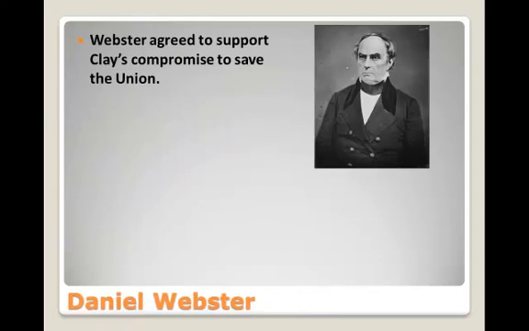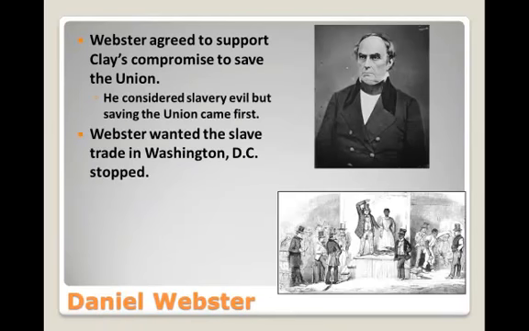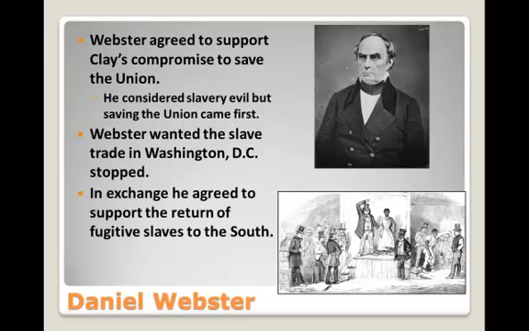Daniel Webster agreed to support Clay's compromise to save the Union. He considered slavery evil, but saving the Union came first with him. Webster wanted the slave trade in Washington, D.C. stopped, however, so he said that if they would stop the trade in D.C., he would agree to support the fugitive slaves being returned to the South.